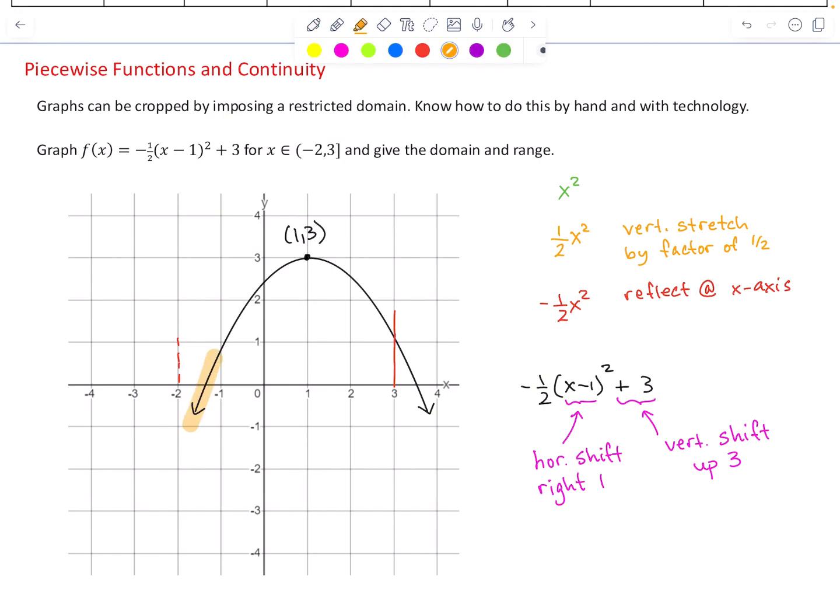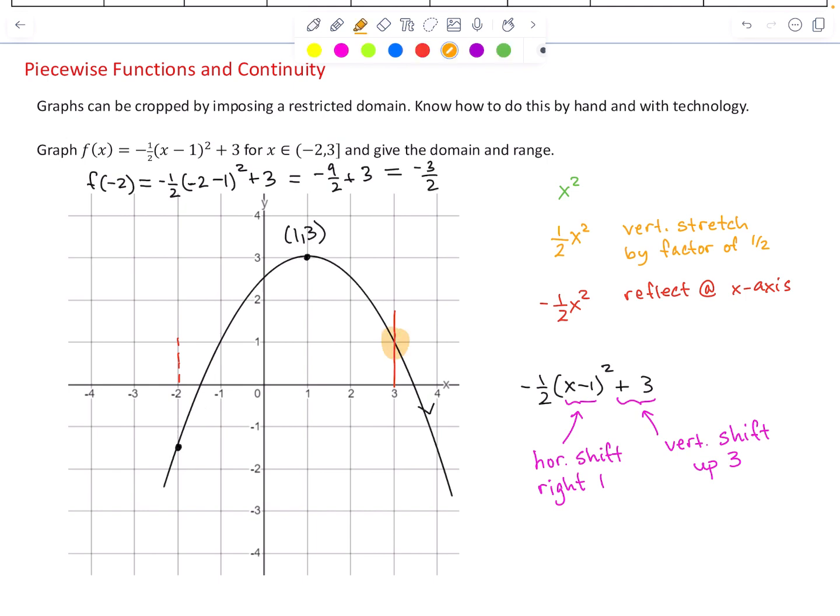So I need to extend this part of the graph so I can see the point it would pass through when x is negative 2. Plug negative 2 into this function and calculate. We get negative 3 inside the parentheses. Square that, becomes positive 9 times negative 1/2 is negative 9/2, and then we'll add 3. So negative 9/2 plus 3 is negative 9/2 plus 6/2, or negative 3/2. And on this side, to confirm that we're going through the point 3, 1, calculate f of 3. 3 minus 1 is 2, square that is 4, times negative 1/2 is negative 2, and then add 3 is positive 1. And now we will crop the graph.